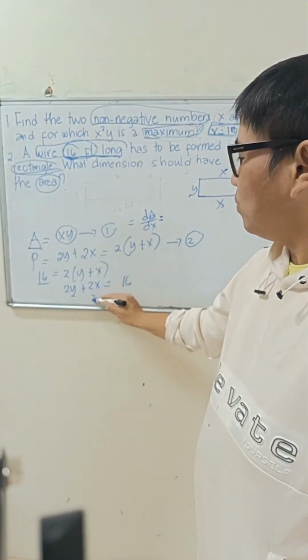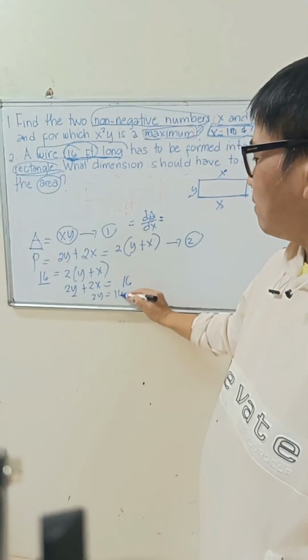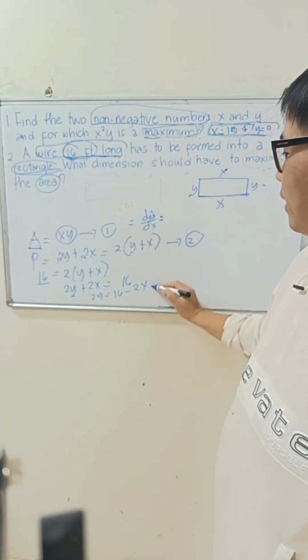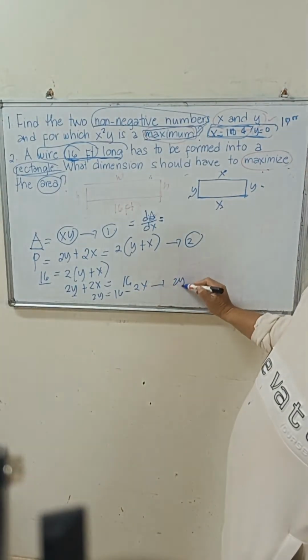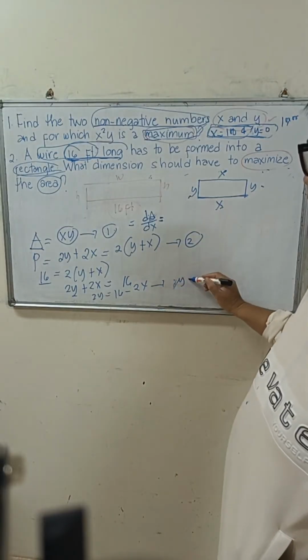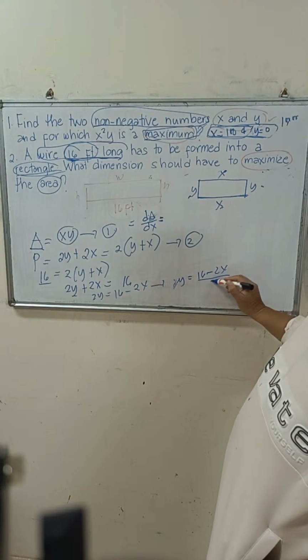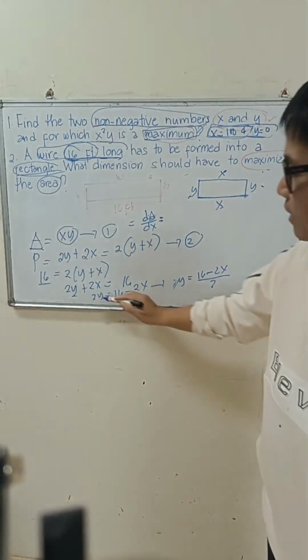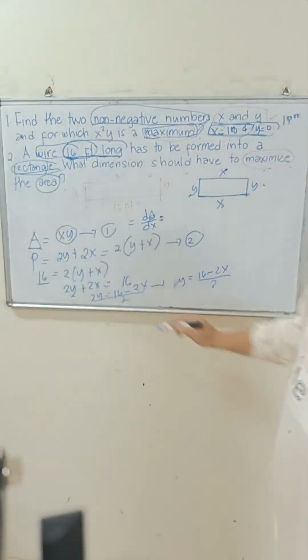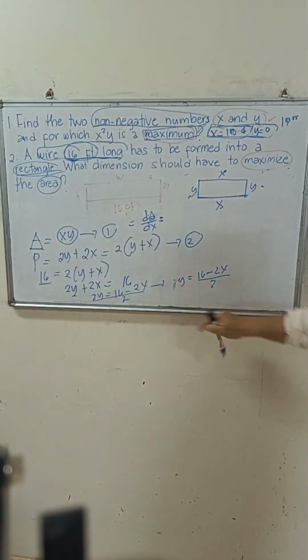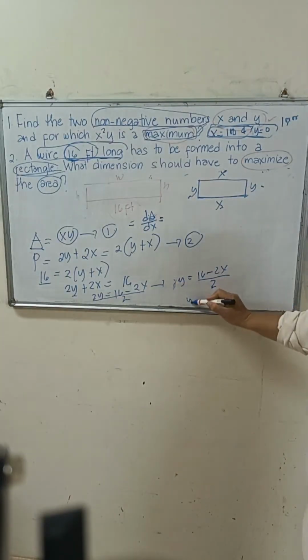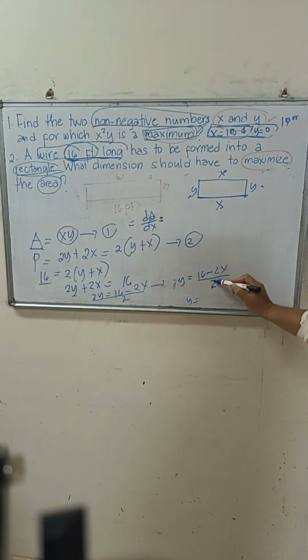So I will say 2y is equal to 16 minus 2x. Then y is equal to 16 minus 2x divided by 2, so that it will be cancelled. Therefore, y is equal to 16 divided by 2, 8, and 2 divided by 2, 1, x. So y is equal to 8 minus x.